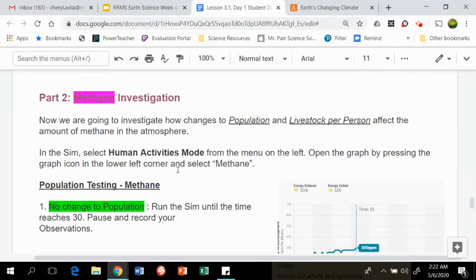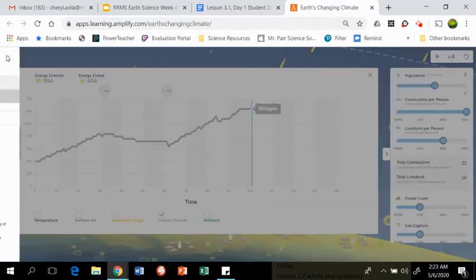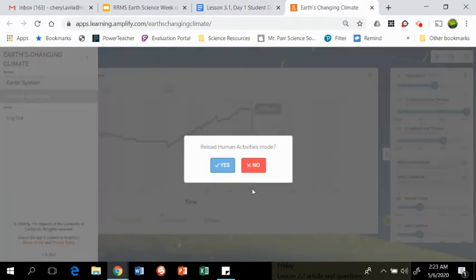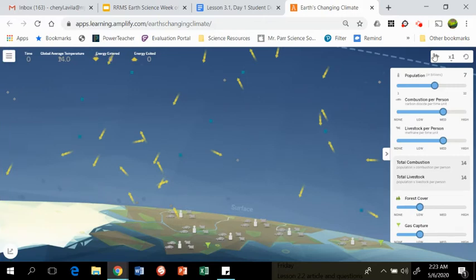So population testing for methane, we're first going to run it with no change. So I go to human activities. Yes, I reload.